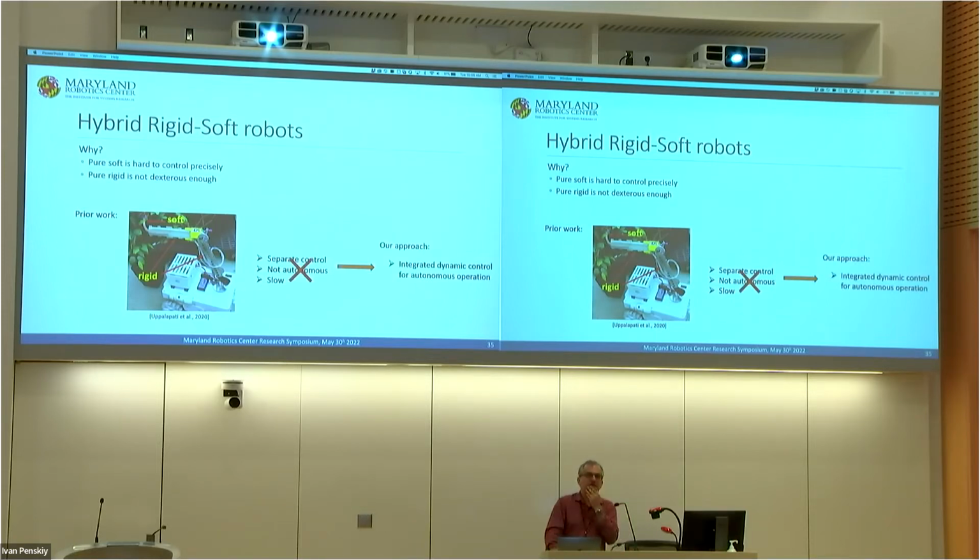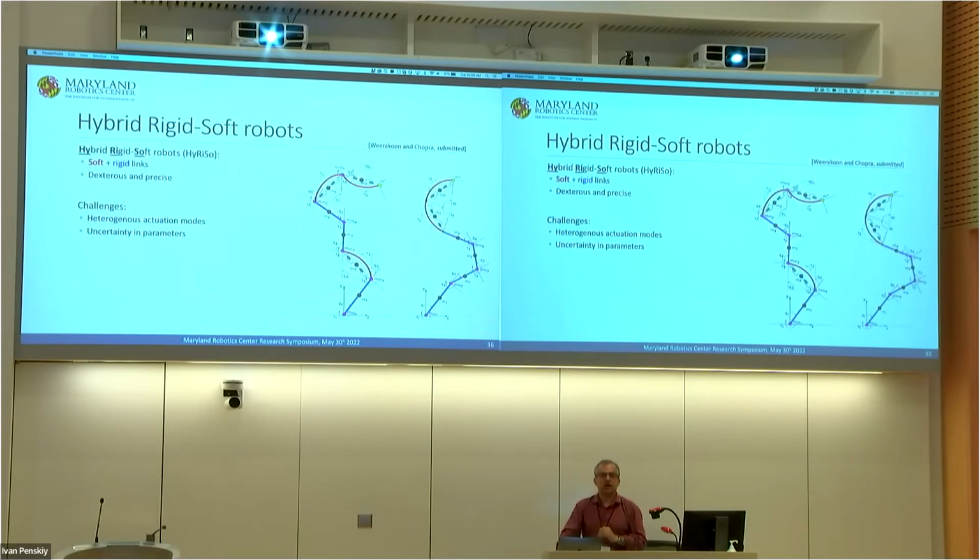So we wanted to figure out, can we actually do integrated dynamic control for autonomous operations for these kinds of robots? And so we propose a new kind of robot, which is, think of this, that I have the classical rigid robot, but in addition to that, I may have soft links embedded, either at the end or somewhere in between, just to add dexterity. And these are different modes of actuation. For example, these soft links would be actuated using pneumatics, whereas the rigid robots use classical direct drive or other kinds of actuation that we typically use for rigid robots.